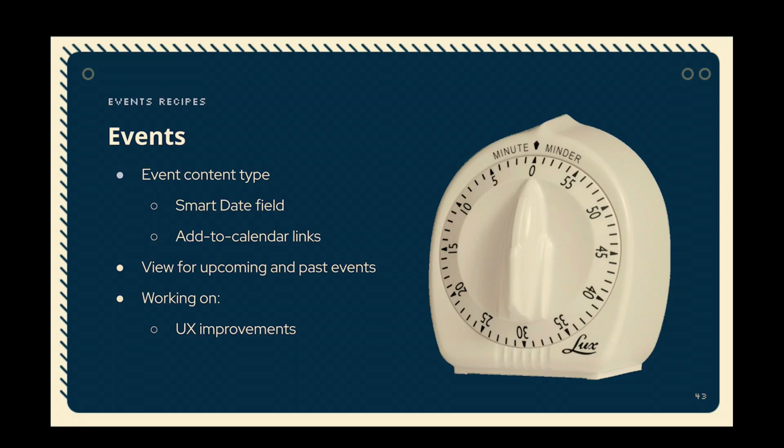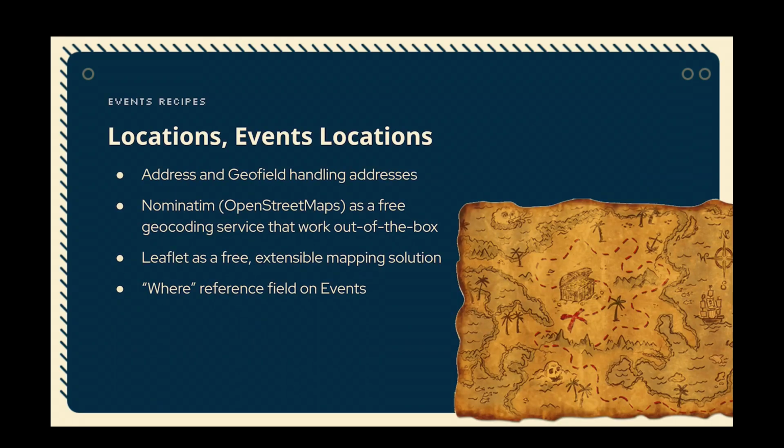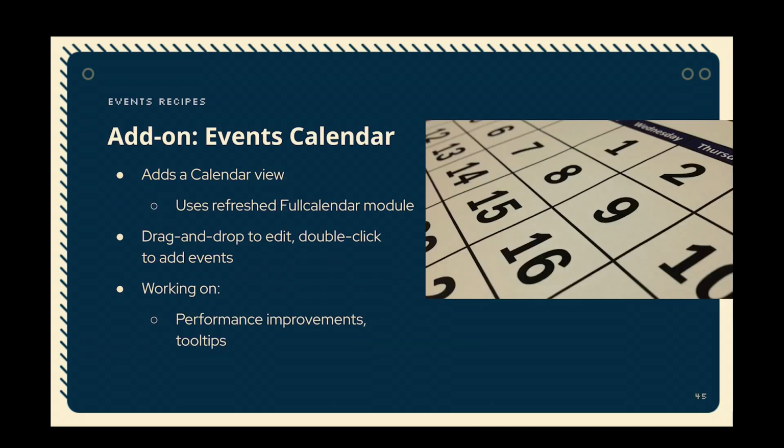It's also the basis of what's already in Drupal Starshot as the events recipe there. And if anybody saw the Dries keynote in Barcelona, you probably saw a lot of what's in there as part of that demo as well. There are also recipes for locations and events locations. We saw the YAML for this earlier. So it's going to set up an address and geofield handling for addresses. It's going to use open source geocoding and mapping services. And then it's going to add a where reference to your events so that you can connect addresses to your different event nodes as well.